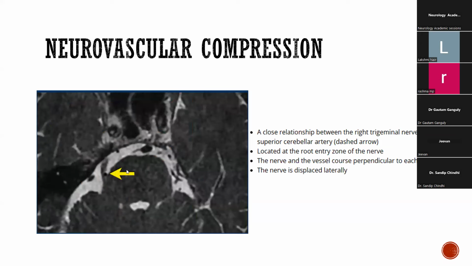So this is a 3D FIESTA sequence, and this shows that there is vascular compression in the root entry zone of the right trigeminal nerve. So here we can see that one artery is there, that is the right superior cerebellar artery. That artery is in close relation with the right trigeminal nerve, and it is located in the root entry zone. The nerve as well as the vessel course perpendicular to each other, and the nerve is displaced laterally. So this is a case of neurovascular compression.